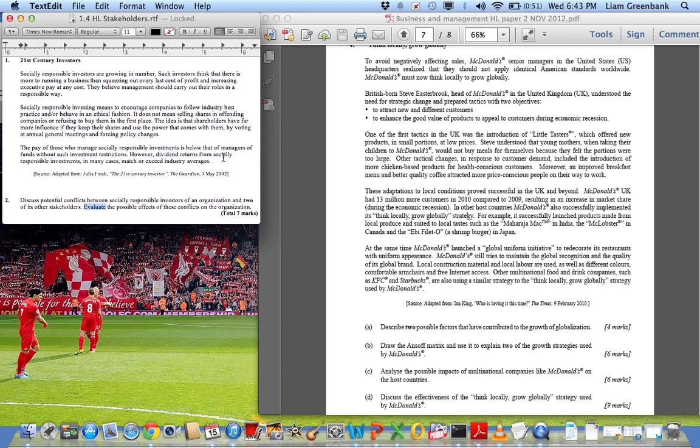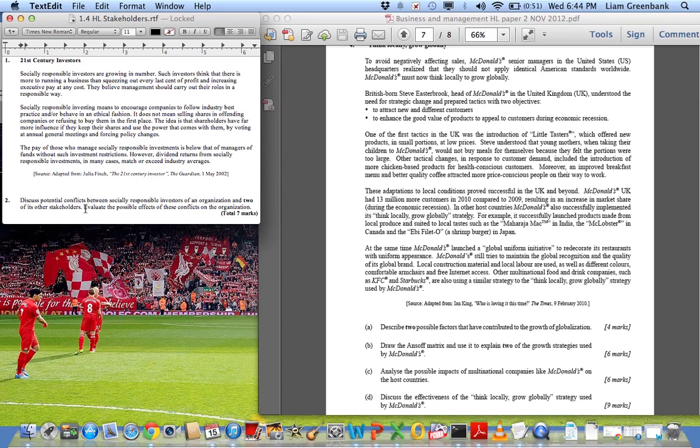Okay, so this was a bit of a unique case, but it was good to do because we were doing the stakeholder topic. So what we'll do is we'll just break it down into how to structure the answer, and then hopefully that'll give you an idea of how to do an AO3 question. Okay, so it says discuss potential conflicts between socially responsible investors of an organization and two of its other stakeholders. Evaluate the possible effects of these conflicts on the organization.